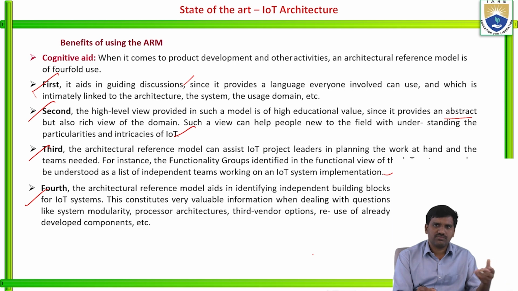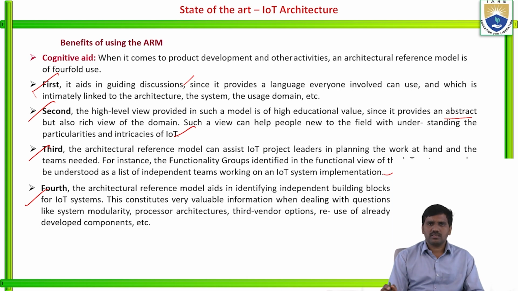Which type of information? That is valuable information when dealing with questions. It can answer high-level questions like system modularity, processor architecture, third-party vendor options, reuse of already developed components. These are some question types where this valuable information helps. So in this domain also, this is one of the benefits of the architecture reference model.